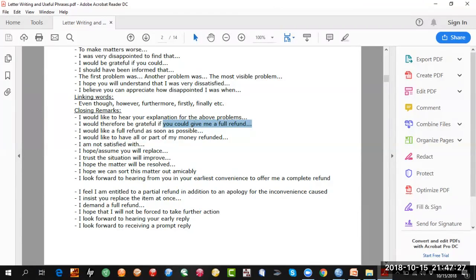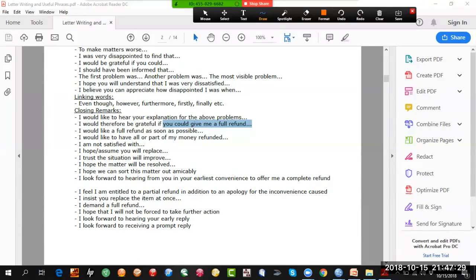Hope for the best. But again, if you see, I hope, I trust the situation will improve. I hope the matter will be resolved. I hope we can sort this matter out amicably. Now, this word amicably is a good word. So you can say, I hope the matter will be resolved amicably, or you can write on your table that I hope we can sort this matter out amicably. This is a good sentence that you may write and keep safe with you for the exam day.